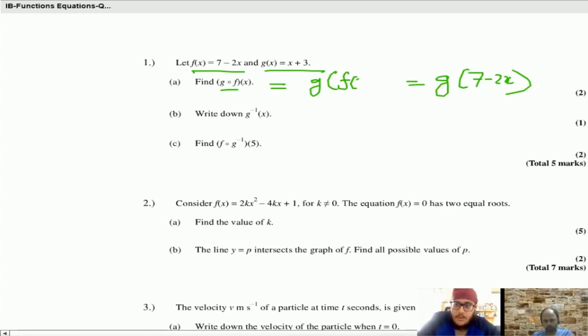So here you can see that g of x is x plus 3. So in place of x, we'll just write 7 minus 2x plus 3. Does it make sense? So 7 minus 2x plus 3. If we just add them or simplify, what would be the value?